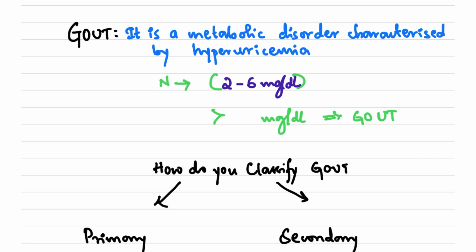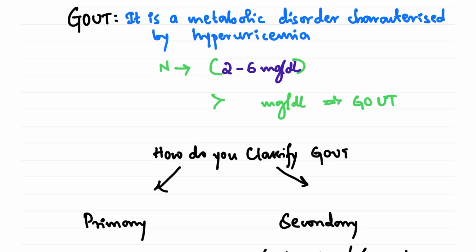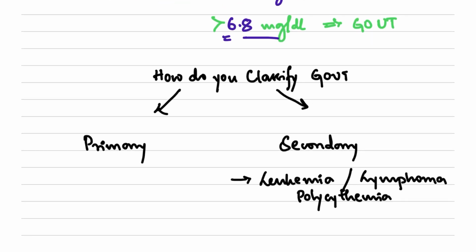So if the patient has gout, what will be the serum uric acid in his plasma? More than 6.8 is considered as a cutoff, and more than 6.8 mg per deciliter is known as gout according to the Robbins pathology textbook. So how do you actually classify gout? Gout can be classified as either primary or secondary.